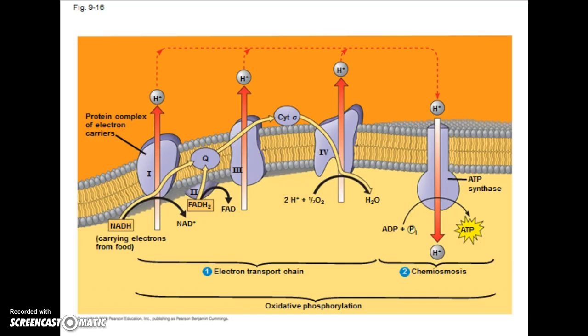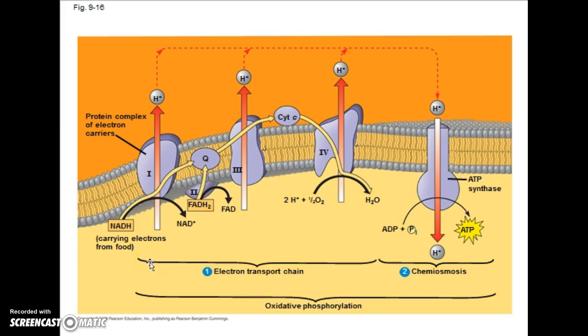All right, part 4 of unit or chapter 9, cellular respiration. We're going to be looking at fermentation, but before we get to fermentation, I did want to recap oxidative phosphorylation, which includes both the electron transport chain and chemiosmosis.